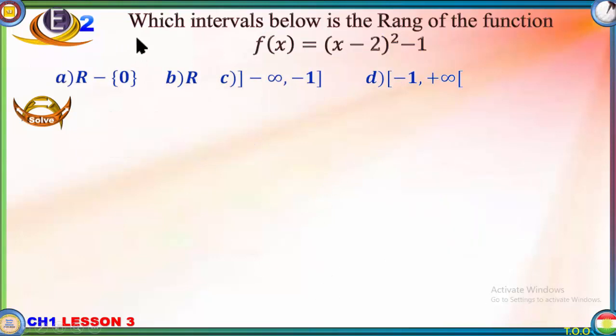Example number 2. Which interval below is the range of the function f(x) = (x - 2) squared - 1? This is a quadratic function.